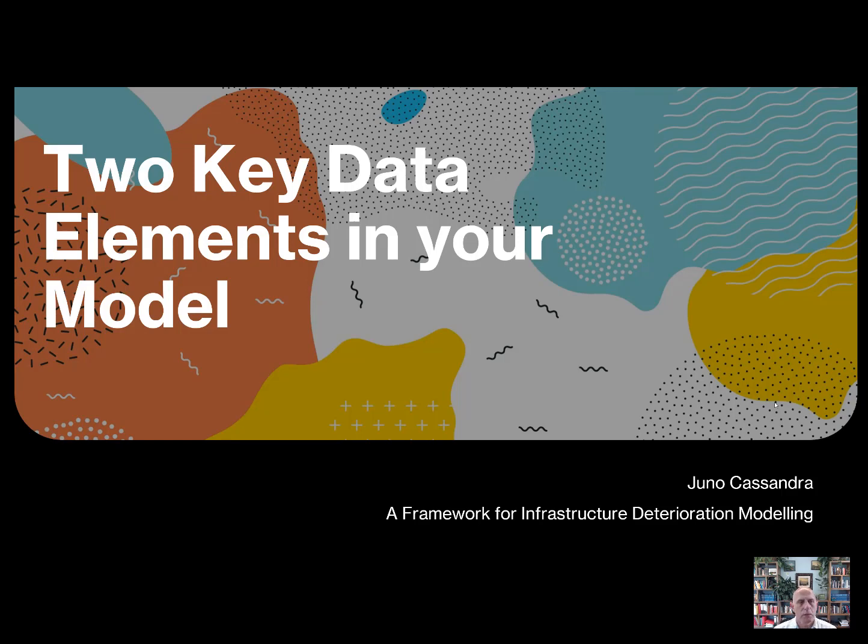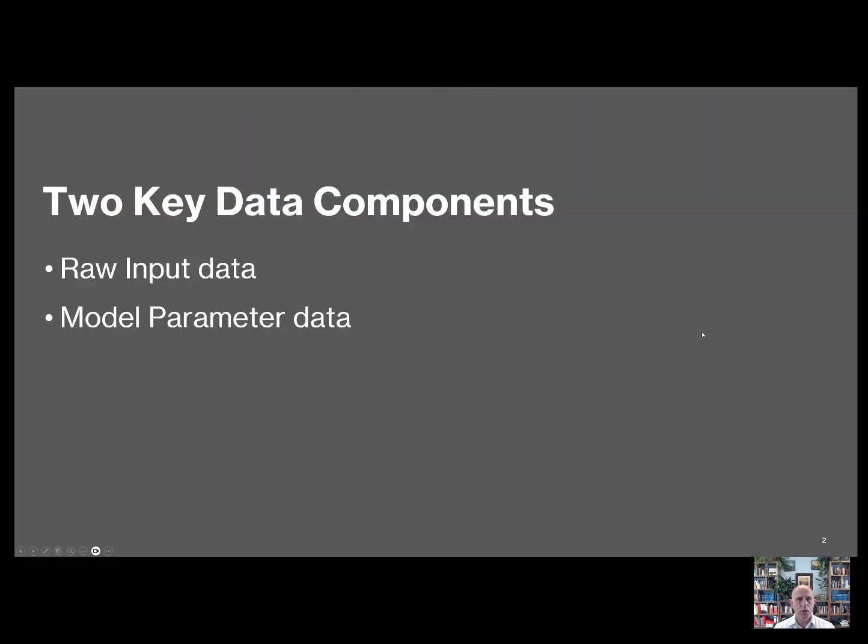Good day and welcome to this video in which we are going to look at the two key data elements in your deterioration model. These two data components are basically your raw input data and your model parameter data. Now, of course, in the details of your model there are many other data elements which play a role, such as your budget setup, your committed treatments and so forth.